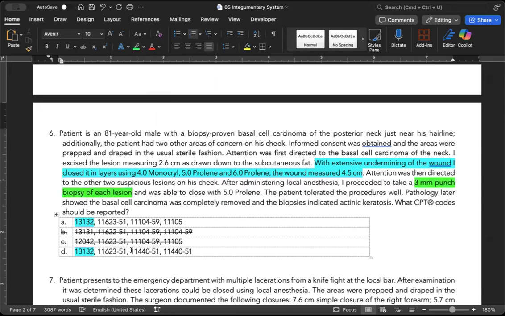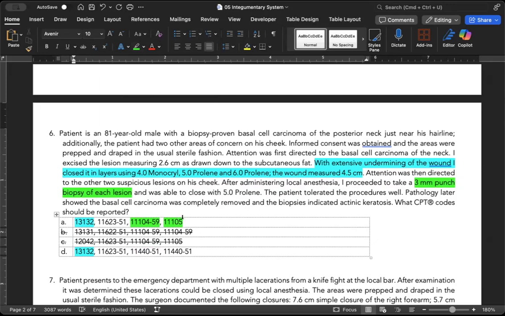So we're going to use 11440. No, sorry. We're going to use 11409, not 409. 11104. My poor brain cannot read numbers tonight. So we're going to do 11104 and then the 11105 for the second.